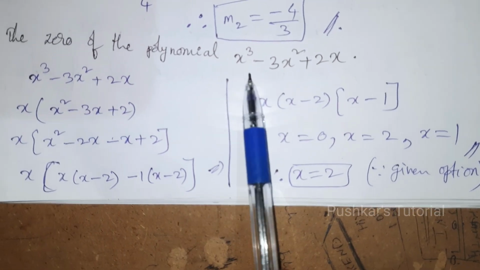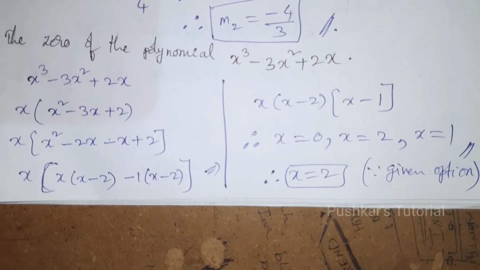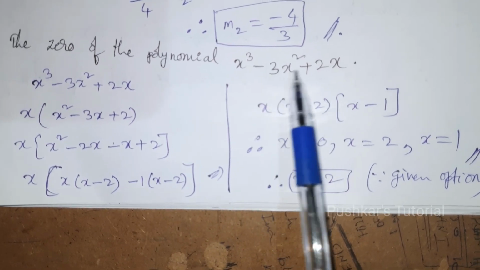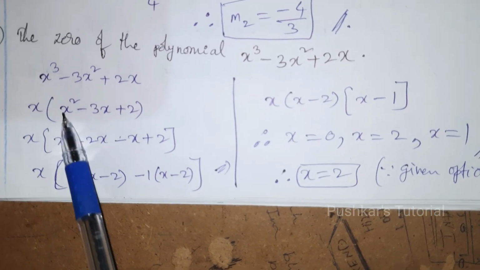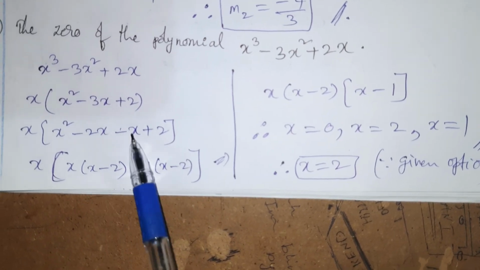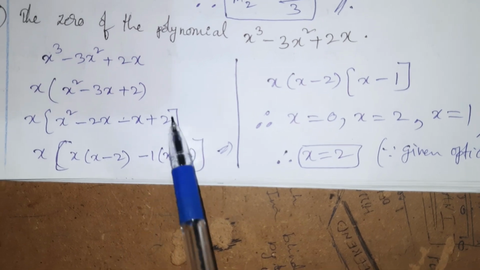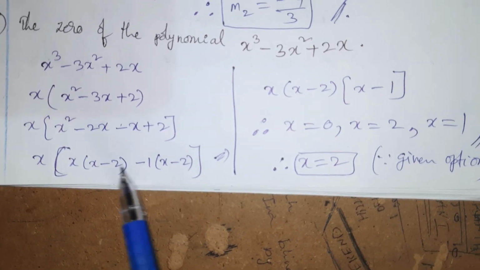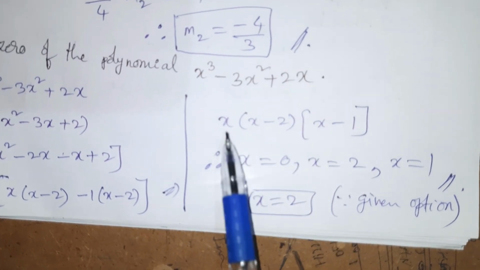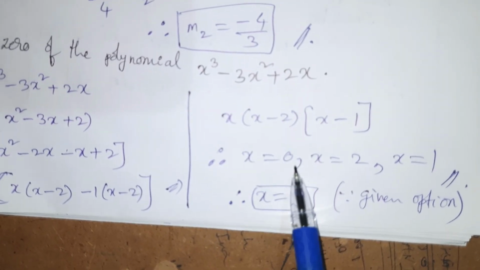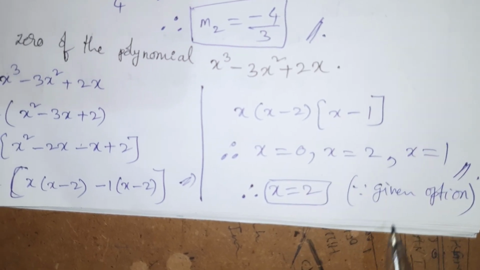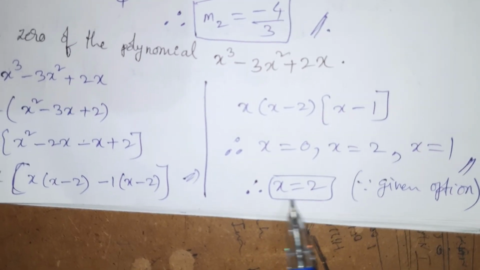The zero of the polynomial x cube minus 3x square plus 2x. So first we will check for any common factors. So here x is there. So taking x common. Next, quadratic equation factorization. So minus 3 we can write as minus 2 minus 1. Then common of minus 1. So again common of x minus 2. So what is left over here? x into (x minus 2)(x minus 1). So what is the x value here? Nothing, means 0. Here plus 2. Here plus 1. So out of the 3, the one in the given option is 2. Therefore x is equal to 2.